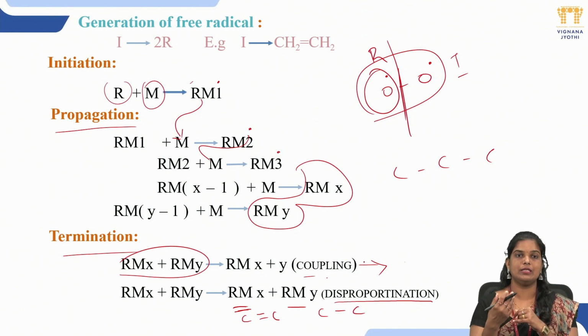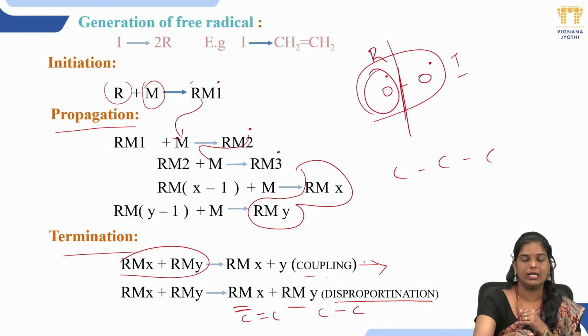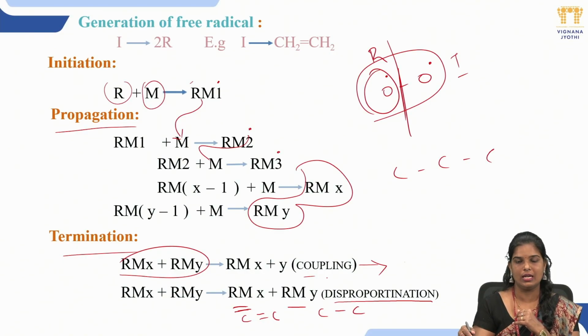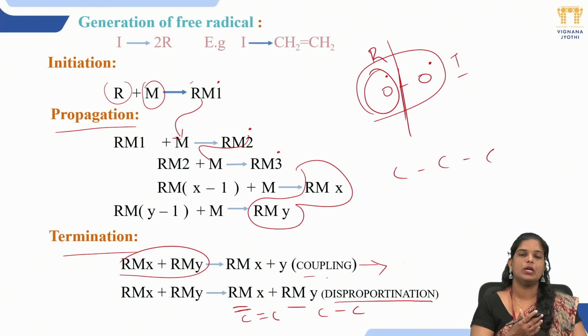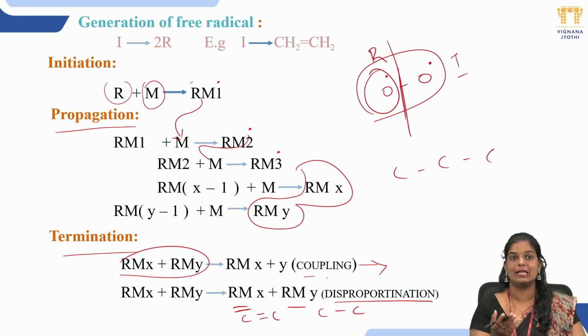Once a radical is formed, the initiator breaks down into a radical. The radical attacks the monomer, which is known as initiation. Then it attacks another monomer and the reaction continues, and at some nth step, which we don't know, we represent it as X and Y. They couple together for termination, which is known as coupling. When it disproportionates, it is known as disproportionation. So these are the three steps of the addition polymerization mechanism using a free radical. This is the general mechanism.